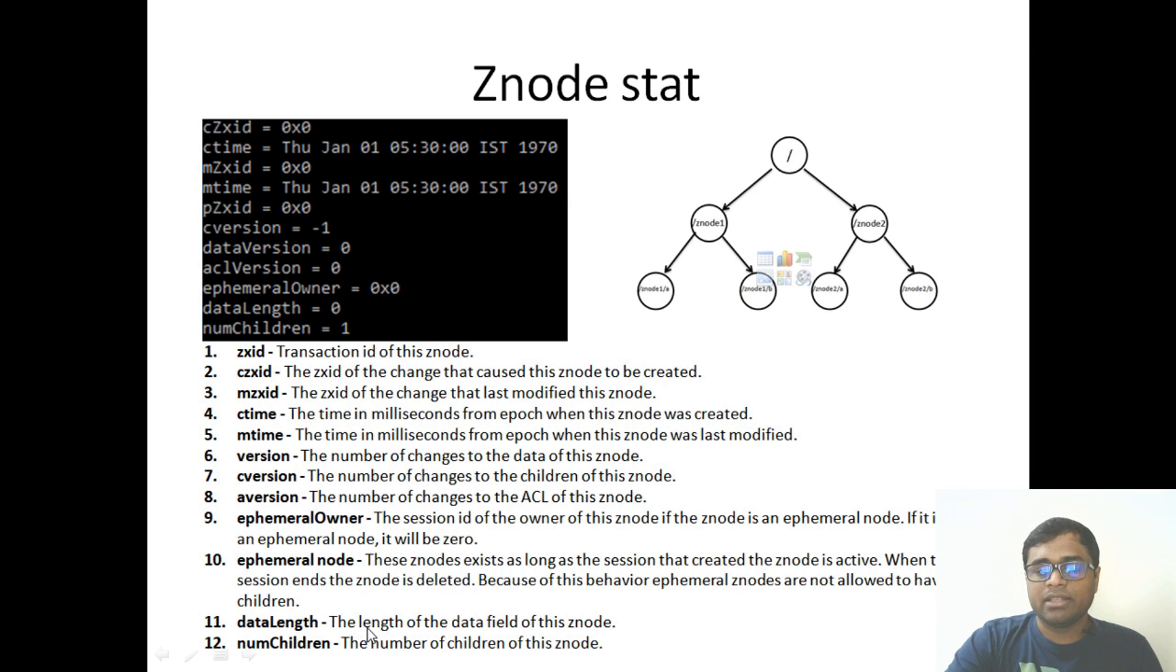Now, what is data length? It is basically the length of the data field that you are attaching to a Znode. You can add some information in the form of data to every single node here, and data length represents the amount of data which you have attached to a particular node. Let's say this Znode stat is for Znode 1 here, and in Znode 1 I haven't put any data, so the data length is 0 here.